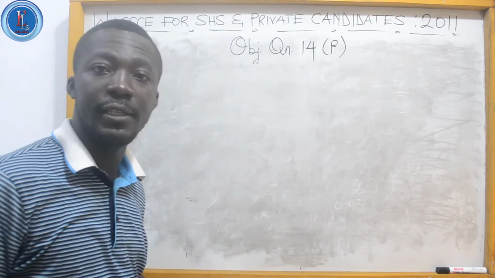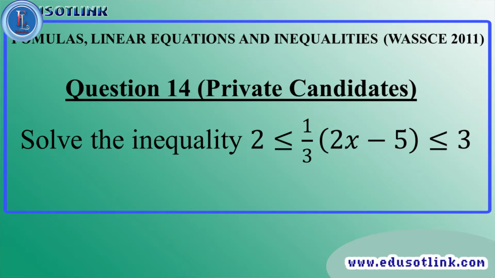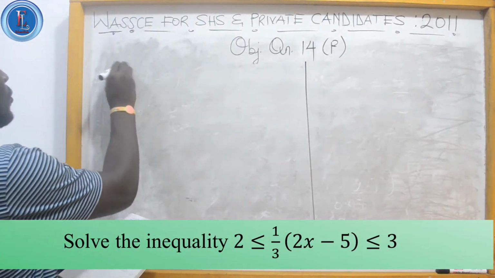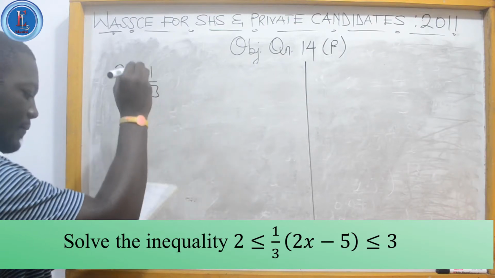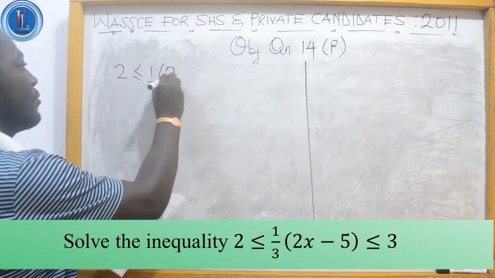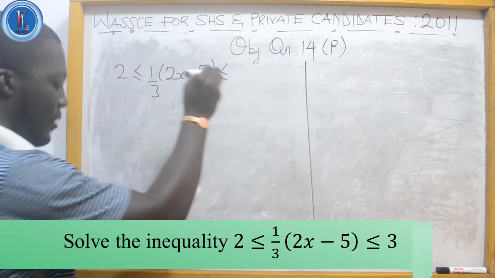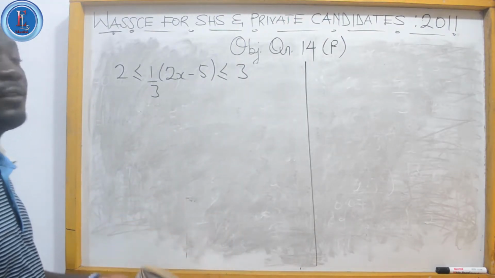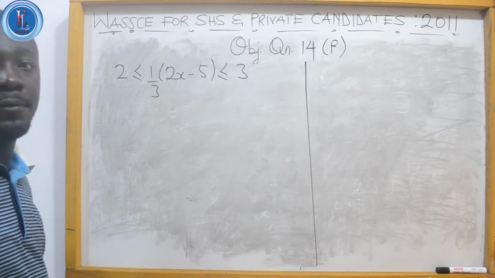Objective question 14 for private candidates. The question says we should solve the inequality. Let me also divide this inequality. 2 less or equal to 1/3 into bracket 2x minus 5 less or equal to 3.